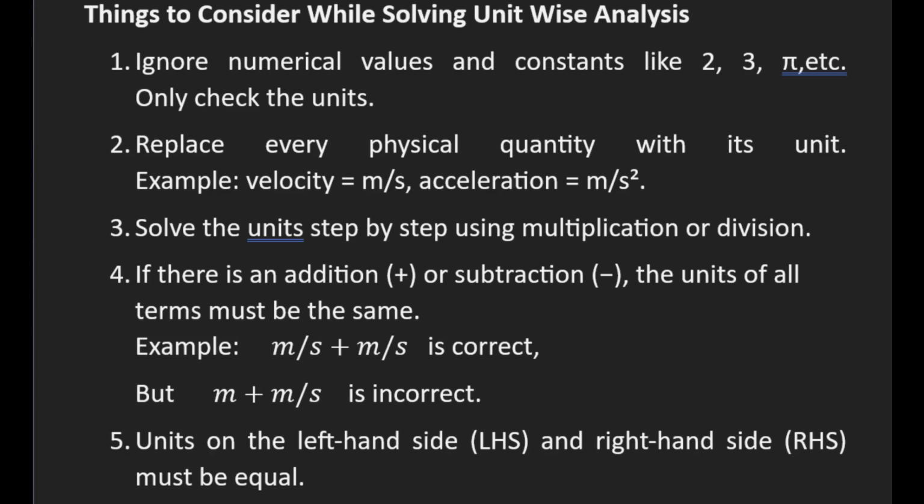Similarly, kilogram per meter square plus kilogram per meter square, this is correct. But kilogram plus meter per second square, this is incorrect because the units are different. Now, students, the final step. If the units on the left-hand side and right-hand side are equal, then the equation is unit-wise correct. But if the units do not match, then the equation is unit-wise incorrect.